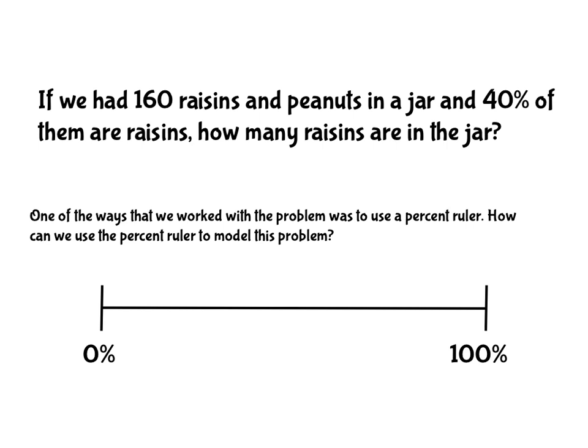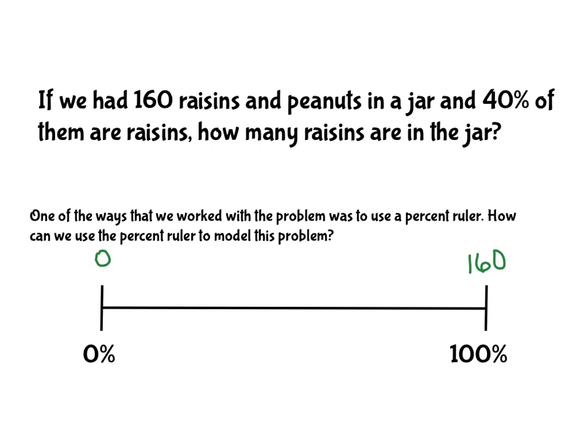This is more about diagrams and mental math. So if we had 160 raisins and peanuts in a jar and 40% of them are raisins, how many raisins are in the jar? We have talked about percent rulers before, and we are coming back to them again. So if we're going to fill in our percent ruler, we have 0%, which means 0 raisins, and 100% of the raisins and peanuts, that's 160 altogether. And we would like 40%.